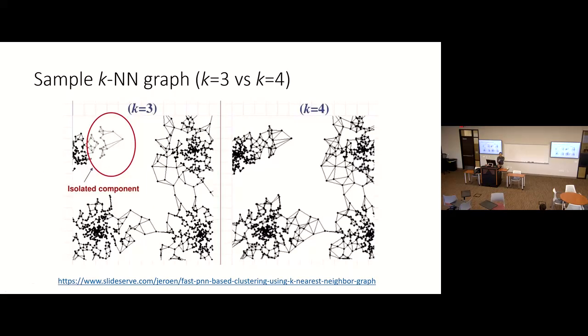So this is an example when you have k equals 3, and this becomes separated into isolated subnetworks. But if you increase k to 4, this becomes linked, and this whole cell network becomes more connected. Okay.